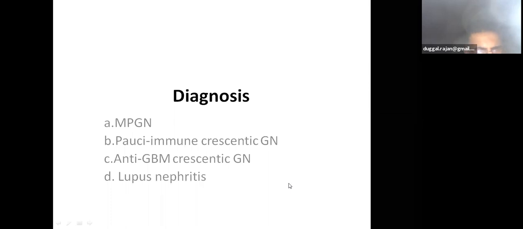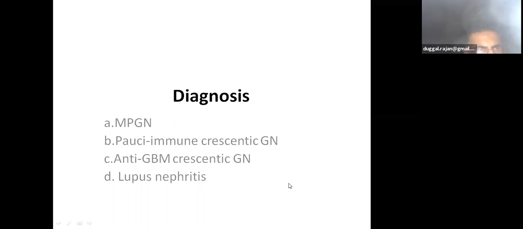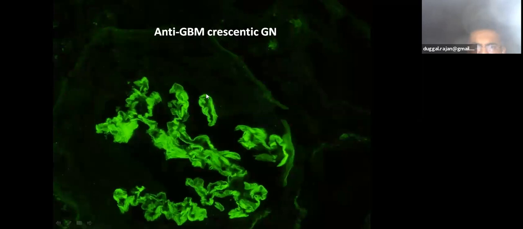Anti-GBM, okay. Crescentic GN, that is fine. Goodpasture's, okay. So the thing is, there is no doubt that this is anti-GBM glomerulonephritis because there are crescents, and there is IgG. If you look at the pattern of staining of IgG, it is a very linear pattern of staining.